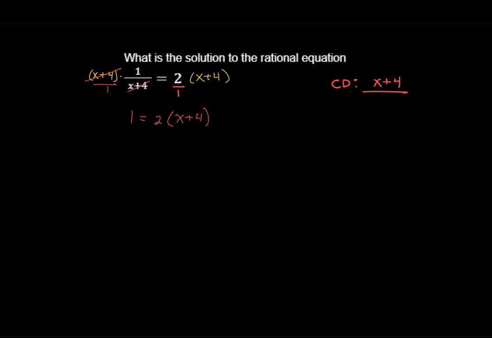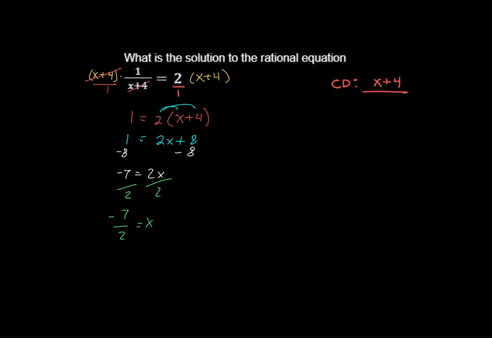Now it's just a matter of distributing and solving this like a normal equation. So we'll distribute the 2 through, so we have 2x plus 8 equals 1, and it's a two-step, so we will subtract 8 from both sides and get negative 7 equals 2x, and divide by 2 on both sides, giving me x equals negative 7 halves.